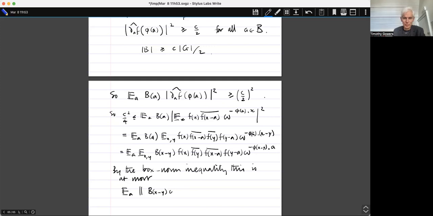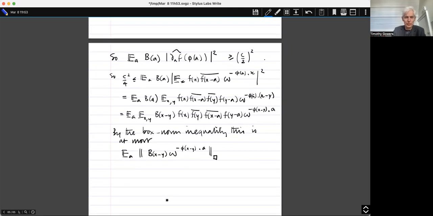This is a slightly unpleasant notation. So this inside here is not a function, or the way I've written it, it doesn't look like a function. It looks as though it's evaluated at some points, x and y and so on. What I mean by this is the function that takes x and y to this expression here. So if you want to be a bit more correct about it, you might use lambda calculus or something to make this into a function.